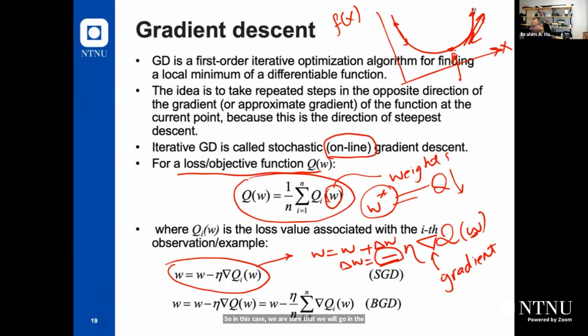If you are here and the gradient is positive because the slope is positive, multiplied by negative, it will be negative. So in this case, we are sure that we will move in the opposite direction of the gradient, in the direction which will minimize f.